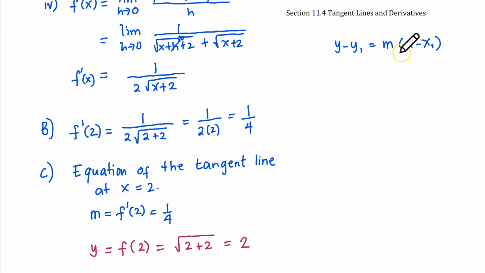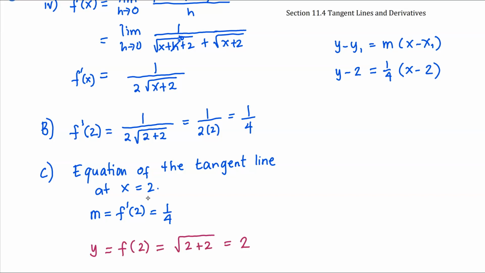Now going back to the equation here, we have y minus, and then we use this value for y sub 1, 2, is equal to the slope, which is 1/4. So for m, we use 1/4. 1/4 times x minus the given x, which is 2. And then you simplify.